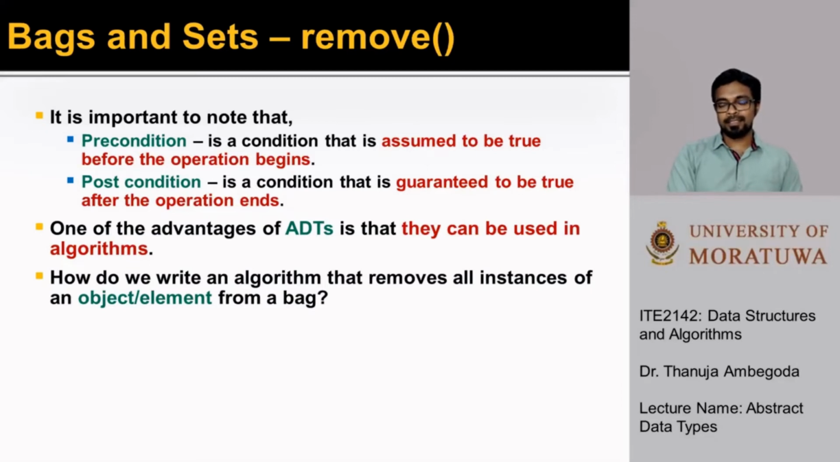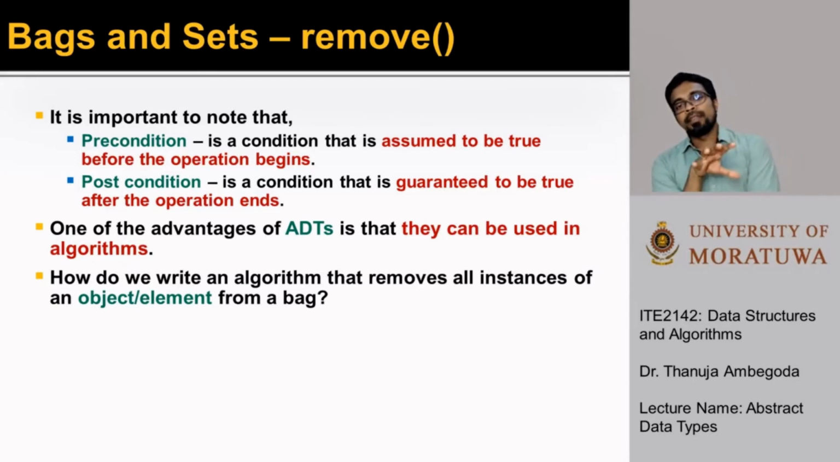In case you haven't figured it out, I'm sure you did, a precondition is a condition that's assumed to be true before the operation begins. So before you add an element in a set, the precondition is that that object is not there. Right? It has to be true. A post condition is a condition that is guaranteed to be true after the operation ends. So if you remove an object from a set, you could guarantee that object is not there anymore in the set.